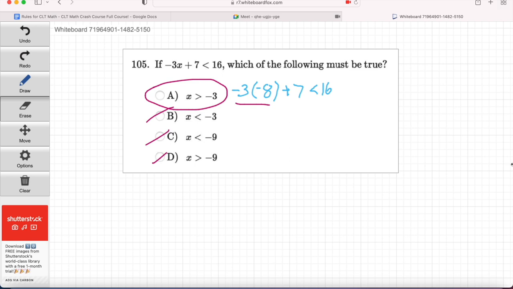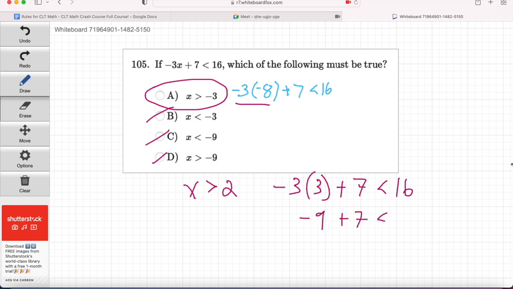Let's say you had an answer choice that said X is greater than 2. And so you plugged in a 3 for X. Right? Let me show you. You get negative 3 times 3 plus 7 is less than 16. Negative 3 times 3 is negative 9 plus 7. So you get negative 2 is less than 16. It's a true statement. Do you see that? Yes. It's a true statement.